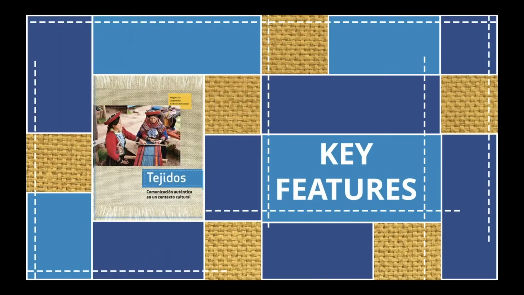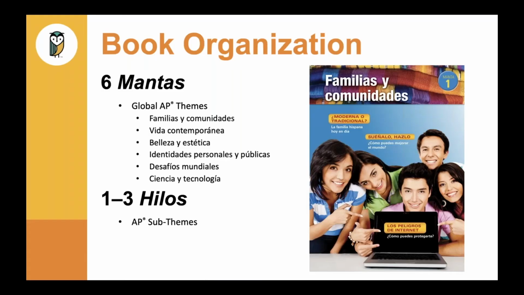Let's take a look at some of the key features of the Tejidos textbook. Tejidos was designed using the 2014 AP Lang and Culture Curricular Framework with the 6 global themes and relevant essential questions in mind. Each theme, or Manta, is introduced in a magazine format. Within the Manta are various hilos, or sub-themes. In this unit, as seen on the right, there are 3 hilos that align with Familia y Comunidades.